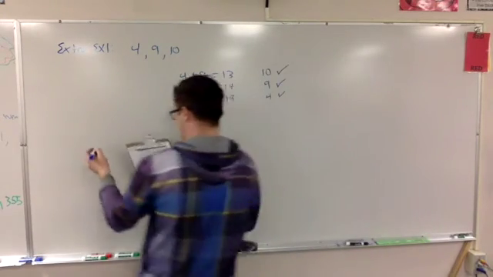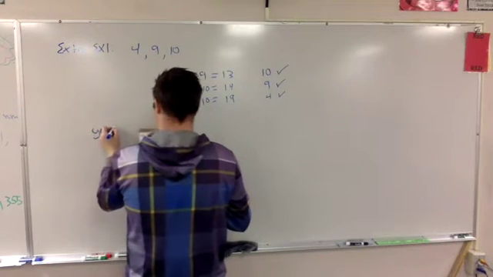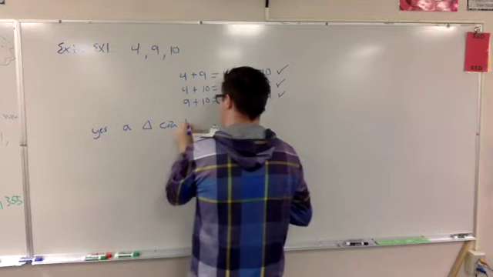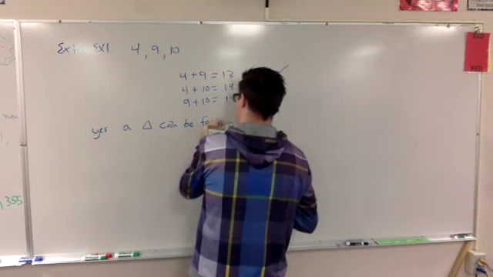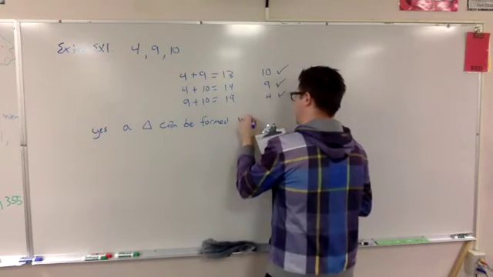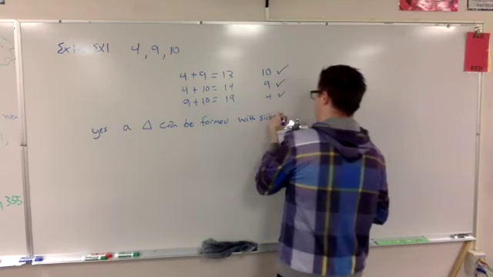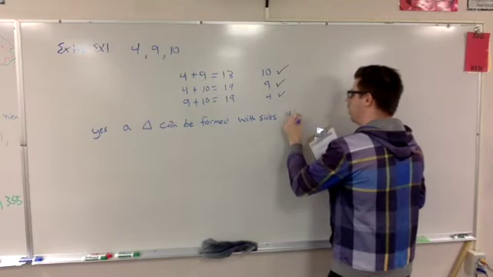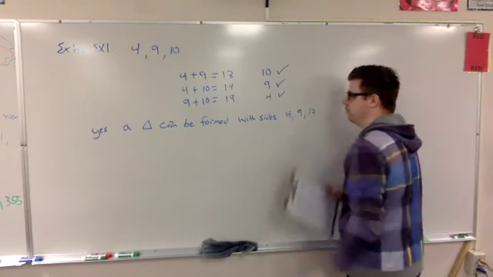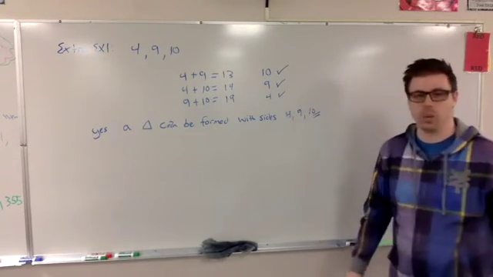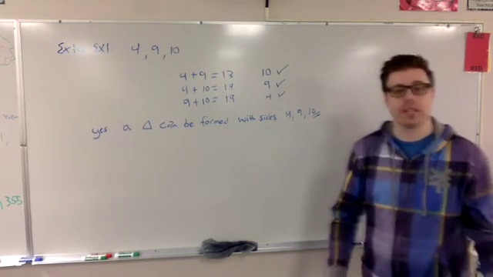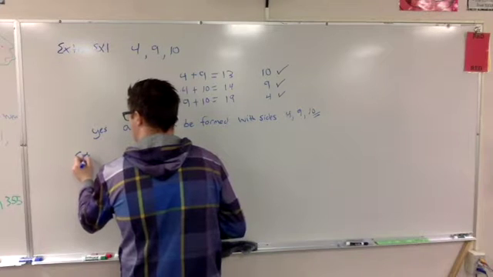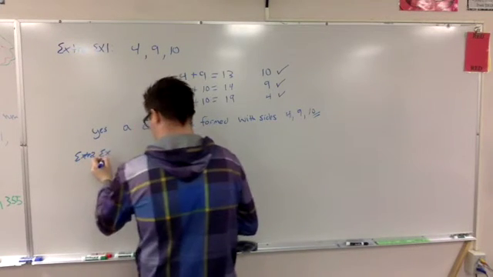So we say here, we conclude, yes, a triangle can be formed with sides 4, 9, and 10. It works. Let's do another example. Call this extra example 2.